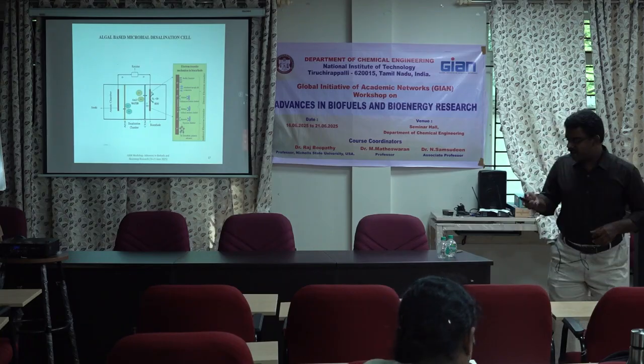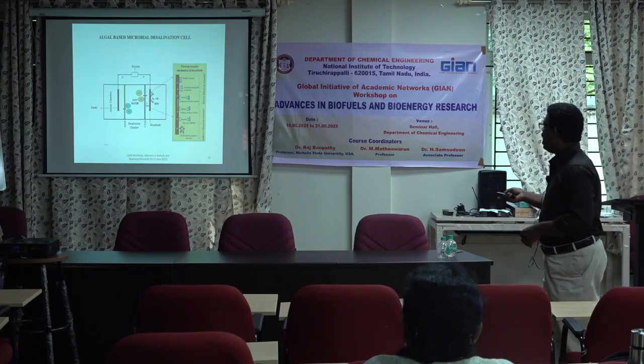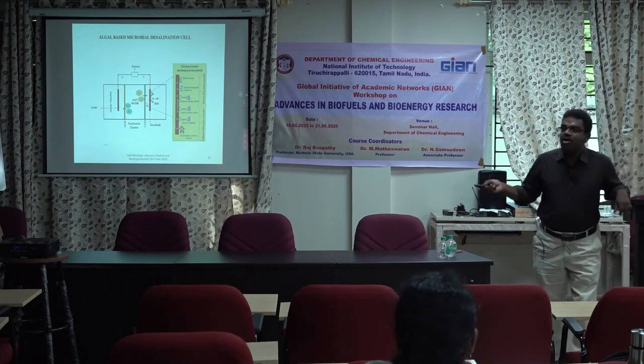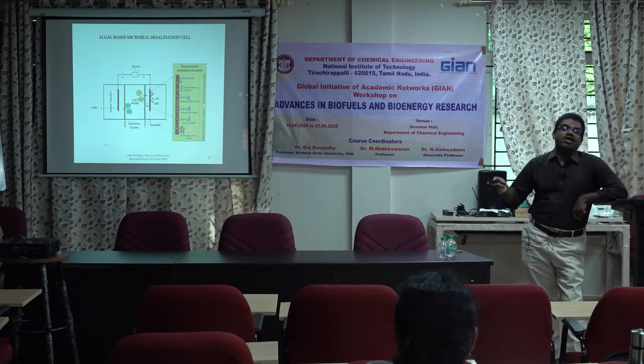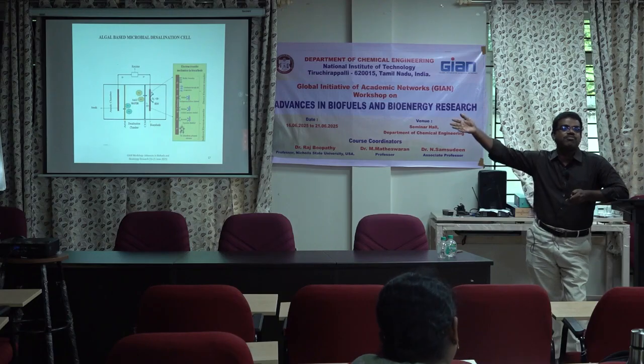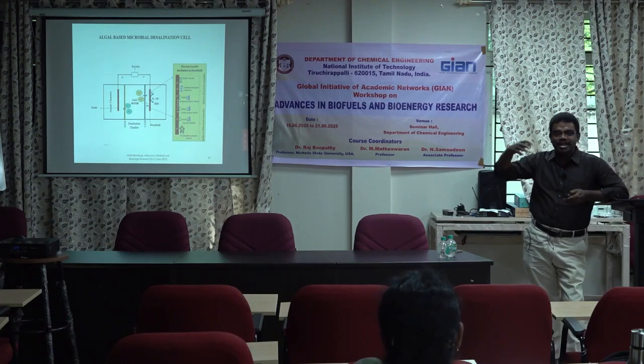Here you can see, and also, suppose the same algae: what will happen in this? It needs carbon dioxide. For growing the algae, it needs carbon dioxide. So how will we get the carbon dioxide? We cannot supply the carbon dioxide externally. Again, it is a cost-wasting process.